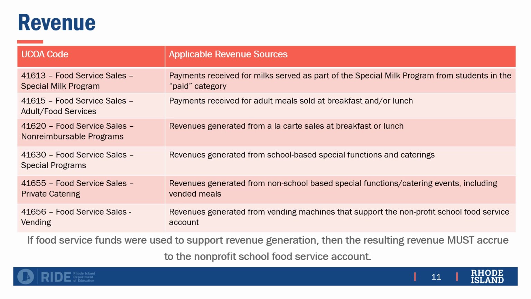Some programs may also have need for the additional codes displayed, which are related to the special milk program, catering sales, vended meal sales, and sales from vending machines. If you have questions specifically to the uniform chart of account and how to appropriately code program revenue, please follow up directly with RIDE's UCOA team.